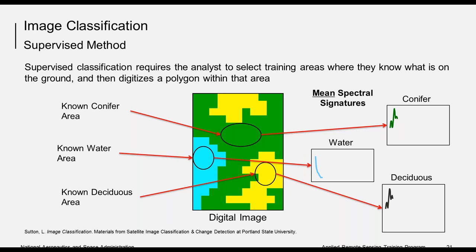A supervised classification method requires the analyst to select training areas where they know what is on the ground. And this is the key to the supervised approach, that you have to have enough knowledge about what's on the ground in order to collect those spectral signatures. Then you digitize a polygon within that area. Or if the image has been segmented, then the analyst identifies segments associated with the known land cover types. These known land cover types can be identified through a lot of different methods. That includes going out and doing field work, or you could use visual interpretation of high resolution aerial photos or high resolution satellite imagery like QuickBird. Each known area has its own statistical characteristics or spectral signature. The image shows three simplified land cover types: conifers, water, and deciduous vegetation and their associated spectral signatures.